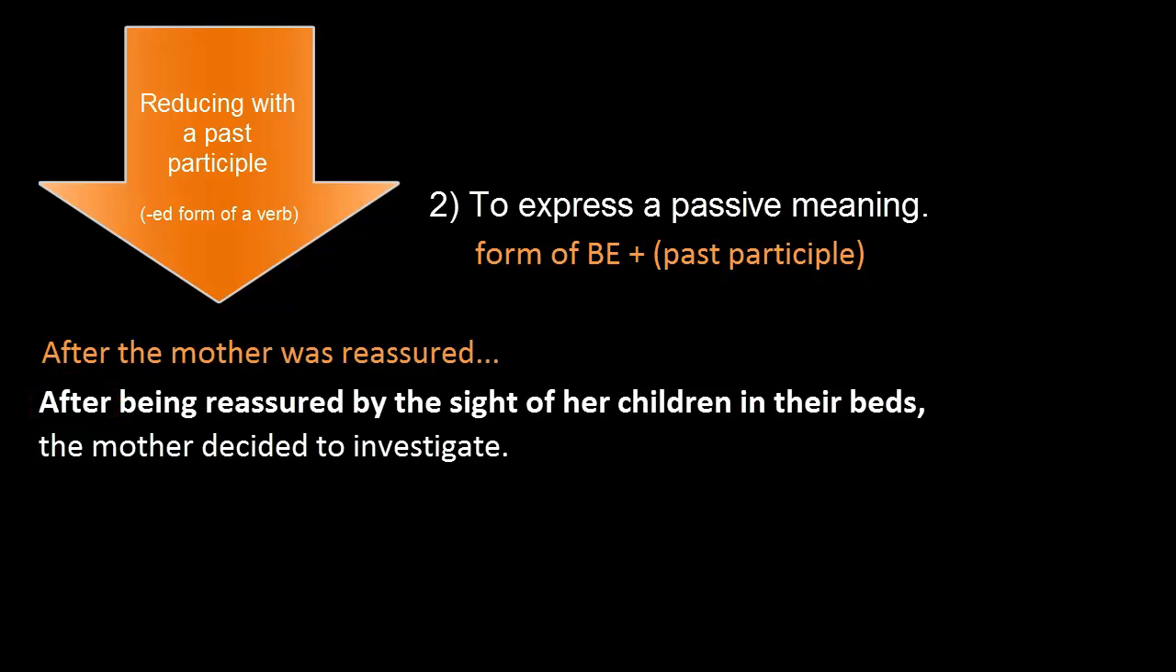After, the mother was reassured. Was reassured is a passive verb. It's a form of be plus a past participle. Changing that to a phrase, we keep both parts. The form of be takes the ing form, the present participle. The main verb remains a past participle, after being reassured.